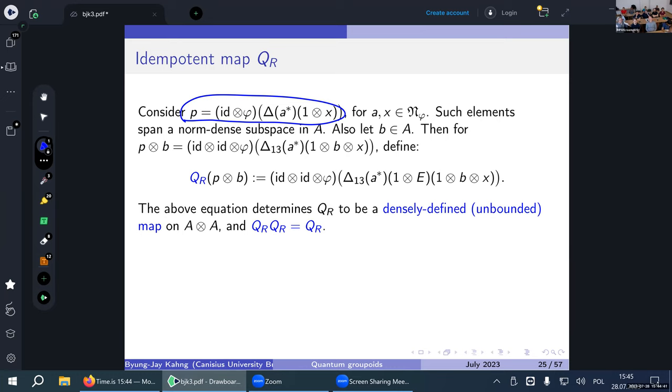The details are not important, but in any case, I'm trying to define a map that's densely defined because it's not going to be bounded. It looks like here is an element, and if you compare, in between you're inserting something. On the other hand, the E is the idempotent. So if this were going to work, then applying this twice will be itself: QR times QR is QR. But on the other hand, it turns out to be actually unbounded.